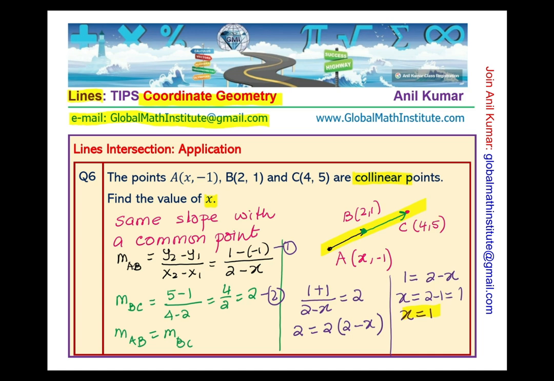Absolutely clear. So the key here is collinear, means along the same line, means with one common point which we took as B, we have same slope A to B, B to C. And equating that, we can find the value of the unknown x. I hope that is absolutely clear.